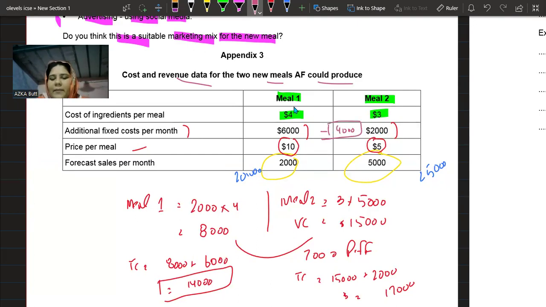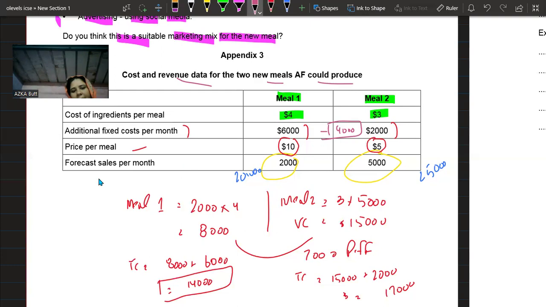So it means that meal one is basically we have to pay the additional cost, which is $4,000 if we compare its additional cost with meal two. So again, the additional cost is $4,000 more if we compare it with meal two. So it means that we can go with this also, that meal two is more good, more beneficial, because its fixed cost is basically less than the meal one fixed cost.